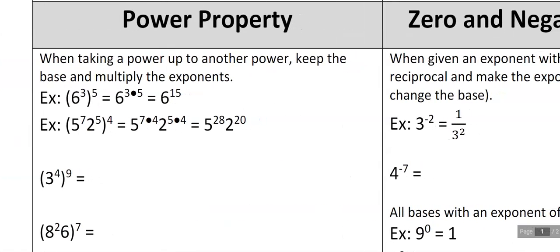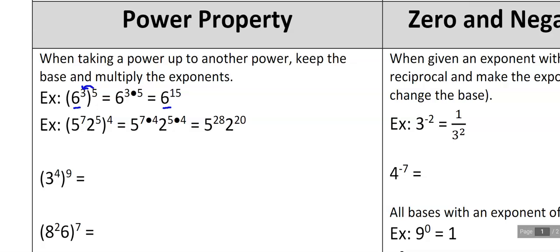So the next property we talked about was the power property, and it says if I have something that already has an exponent on it and I'm taking it up to another exponent, then I'm going to multiply these exponents and keep the base. So in this first example, we have a base of 6, which we kept. Then we multiplied 3 times 5 to get 15.